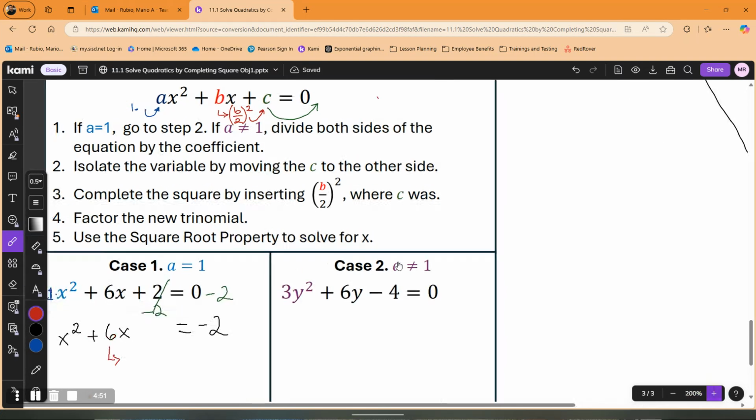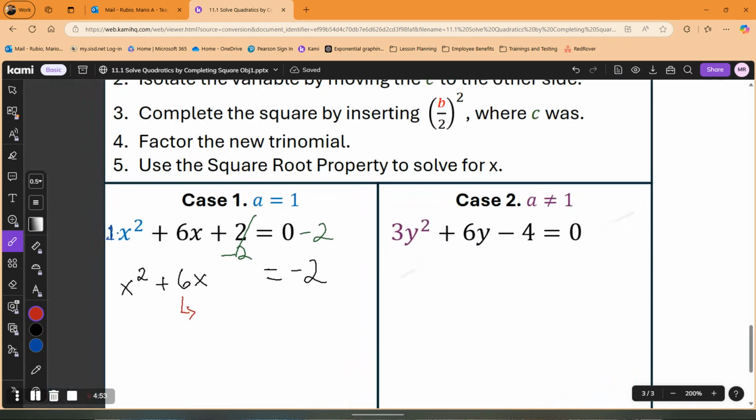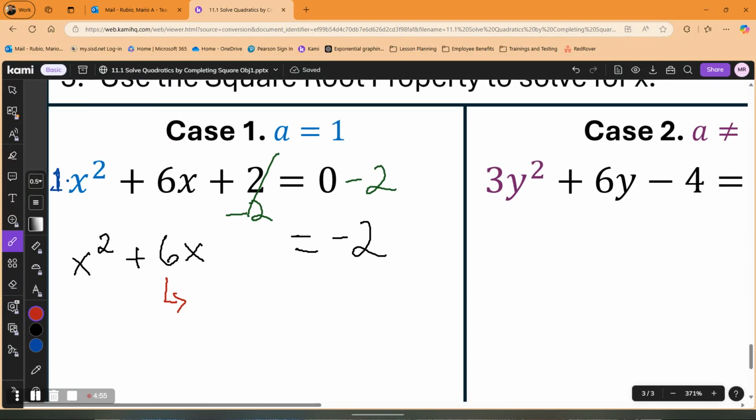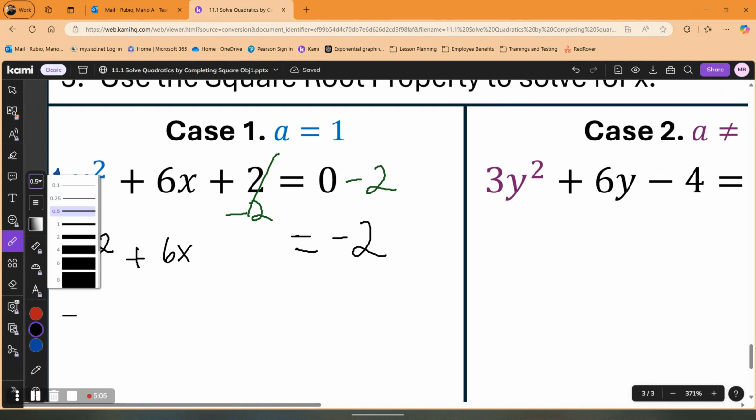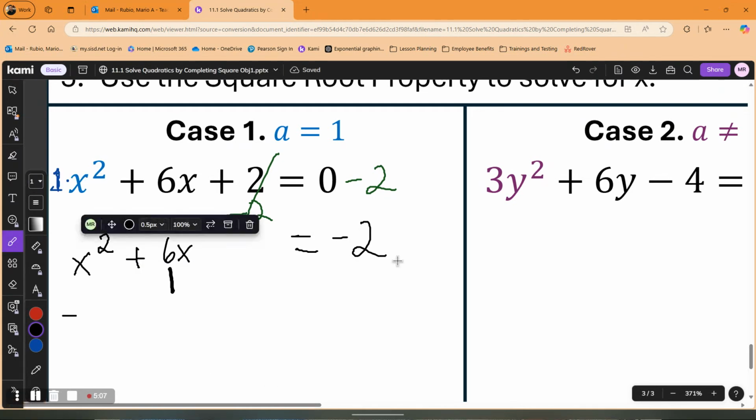Let me see if I can zoom in some more. I'm going to go in a little bit bigger. Okay, I've been writing kind of small here. Ooh, no, that's too much.